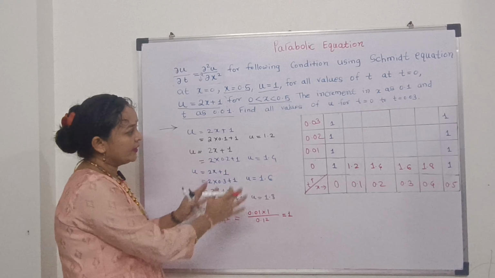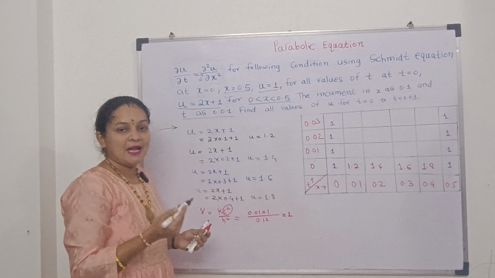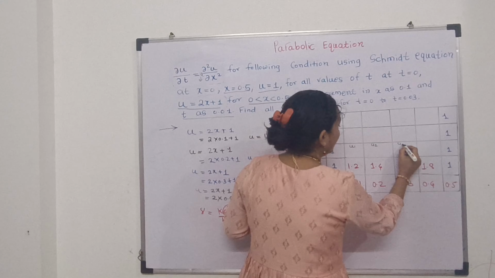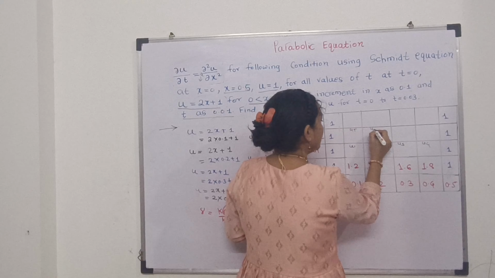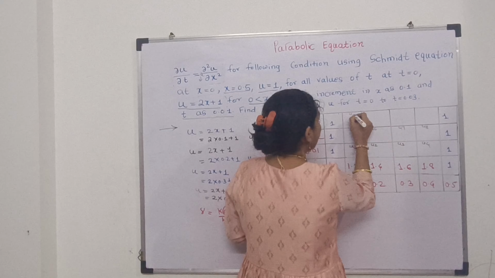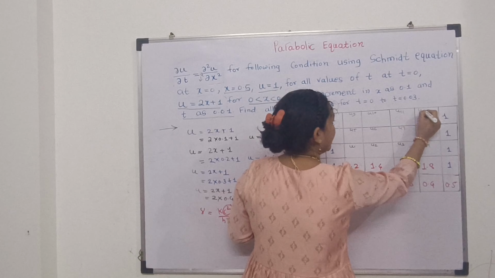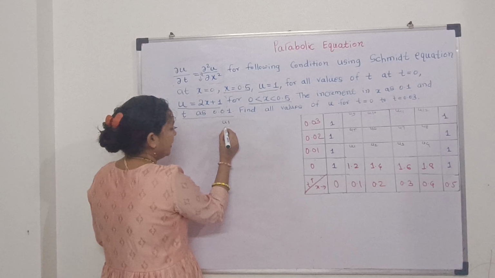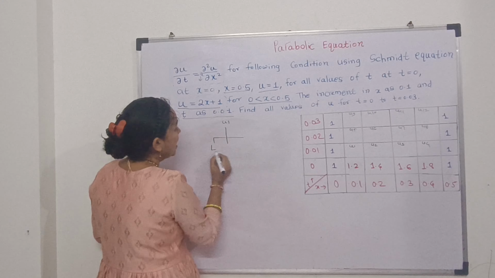Now, initially you have already calculated all the values, but now you are moving towards the calculation of u1, u2, u3, u4, u5, u6, u7, u8, u9, u10, u11 and u12. For the calculation of u1, you are supposed to calculate this, denoted as L.